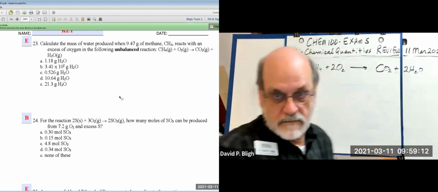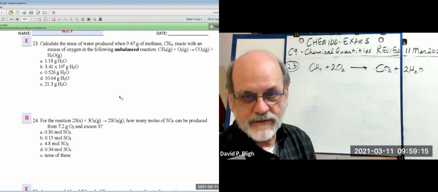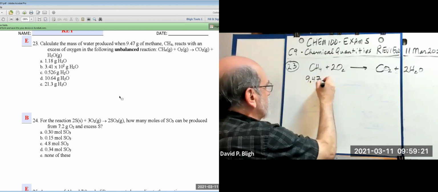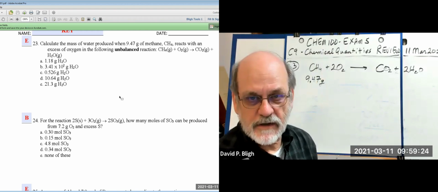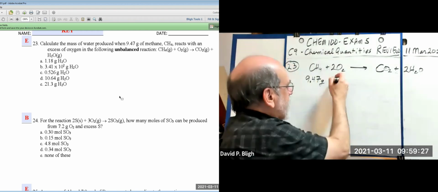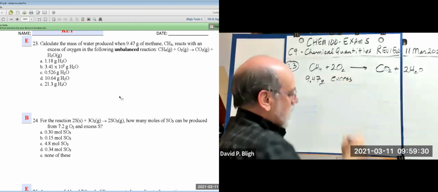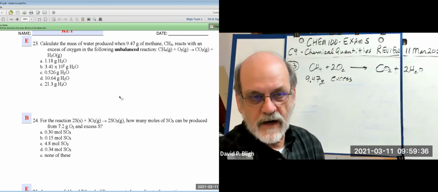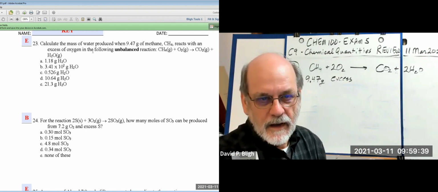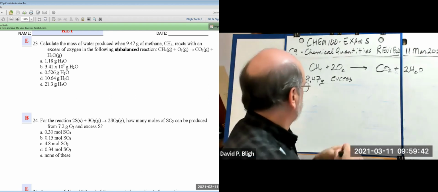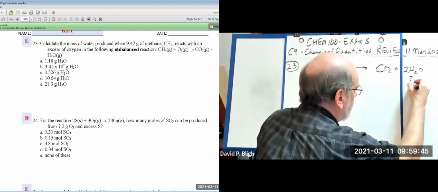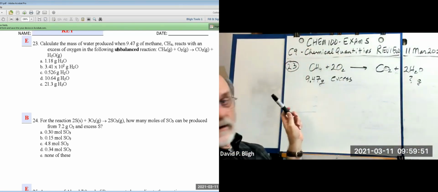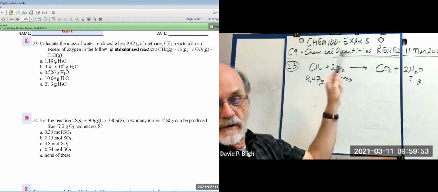All right, now we can do some stoichiometry. 9.47 grams of methane is given. We're also given excess oxygen, which makes sense. If you're burning methane in air outside, there's going to be plenty of oxygen. What's the mass of water produced? So we're looking for grams of water. In this case, you've got to go mass to moles, moles to moles, moles to mass.